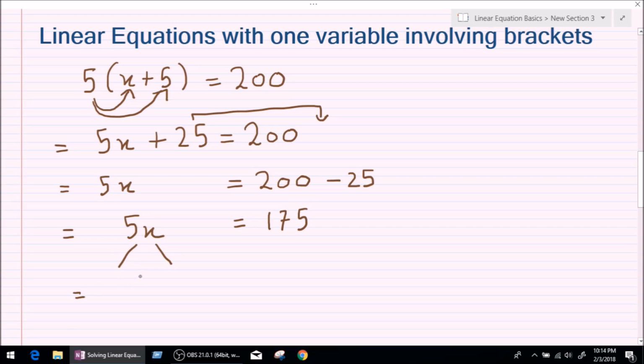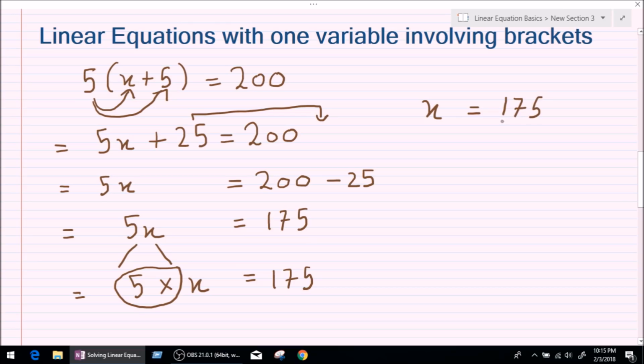5 and x basically is 5 multiplied by x equals 175. Now, same concept, move everything but x on the other side of the equal to. So what we see apart from x is 5 multiply. As we know, when multiply goes on other side, it changes to division. So this side, there will be 175 divided by 5.